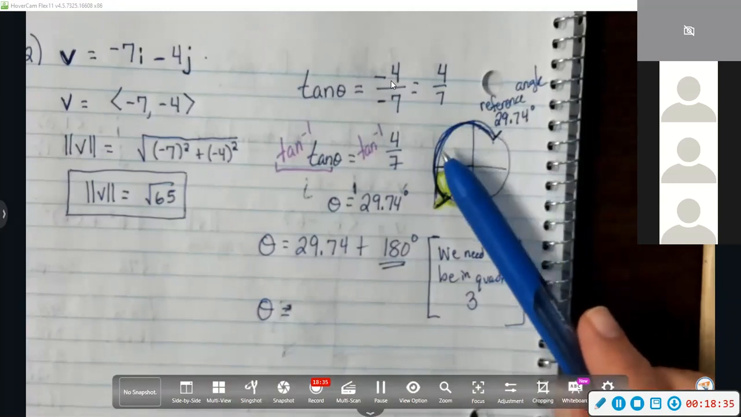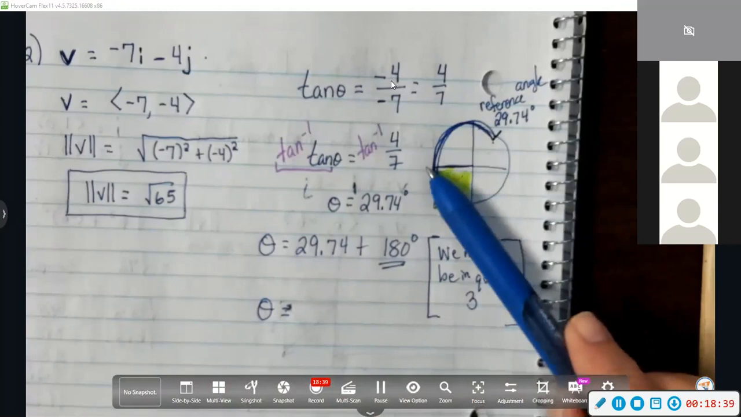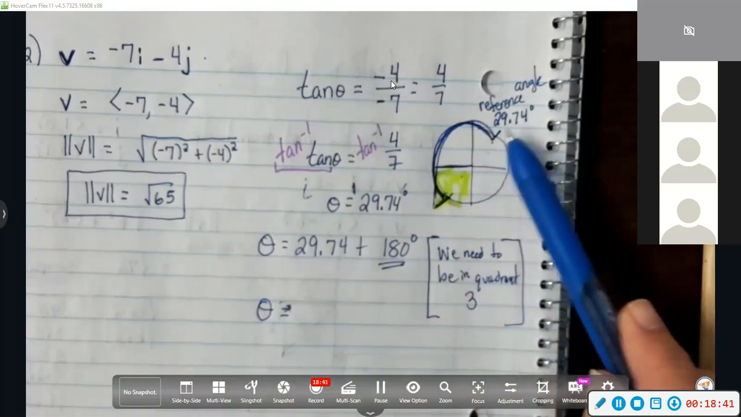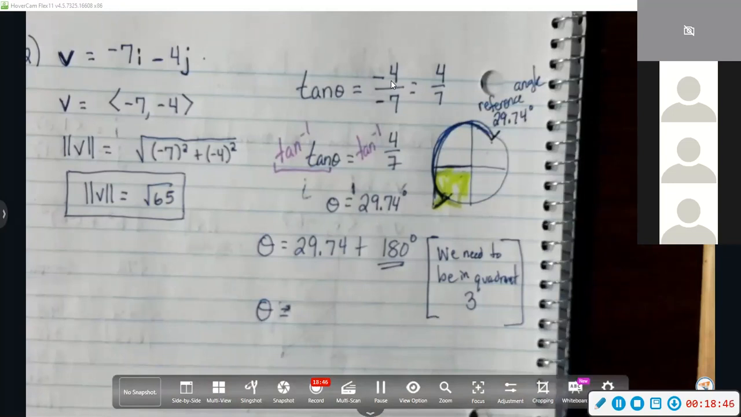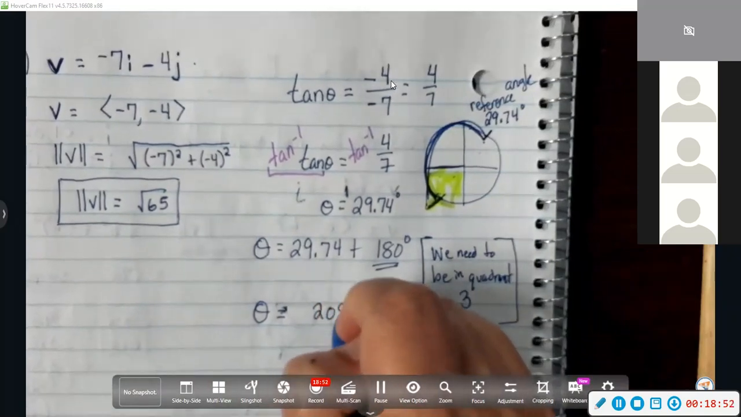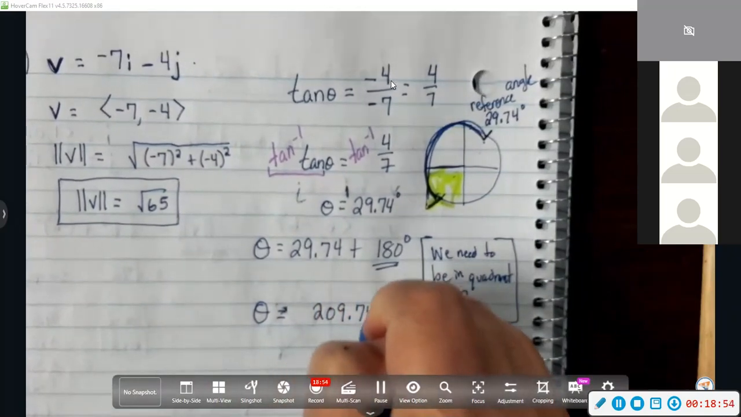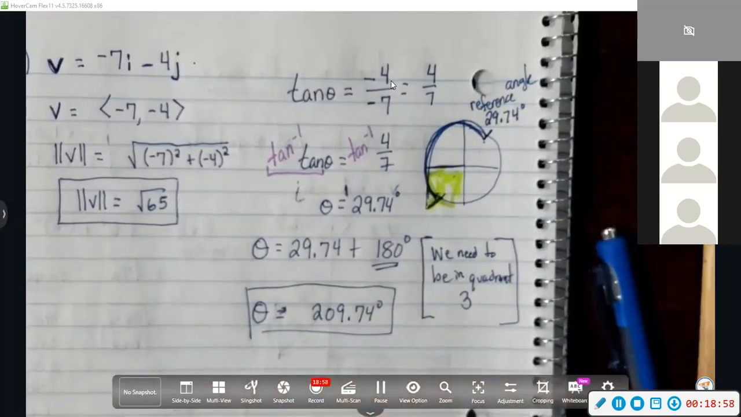So that's not going to be 180 degrees, right? If I need to be here in my second quadrant, it's going to be 180 minus this angle. Let me pull up my unit circle and show you in just a minute. Let's just go ahead and add 29.74 plus 180, 209.74 degrees. All right.